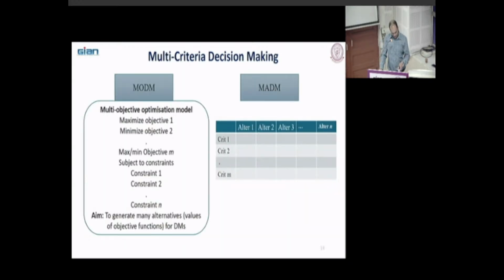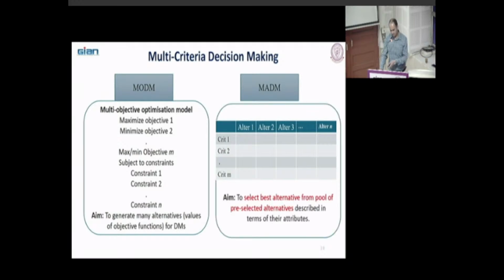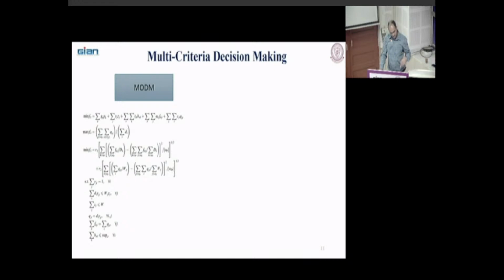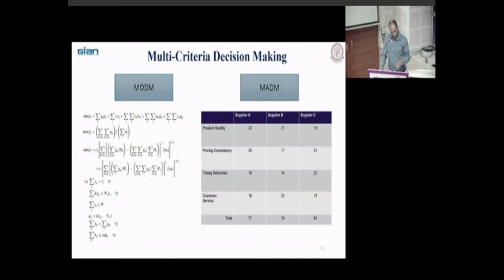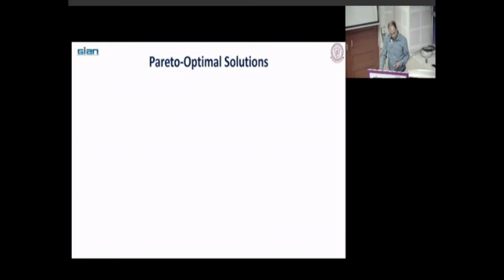This is an example again. MODM uses mathematical programming. In MADM, you have the criteria and the alternatives, and you use the MCDM method. What is the input for the MCDM method? MADM attributes. How do you get the data? Through surveys, through experts. We develop the pair-wise comparison matrix and send it to the experts. So this is an example again. You can see three objectives and then constraints in MODM, and in MADM, four criteria and three suppliers.